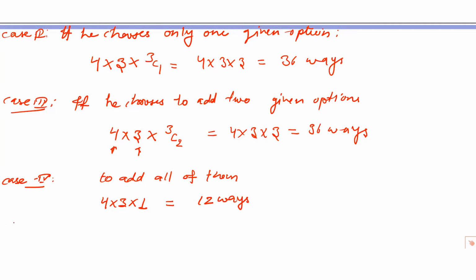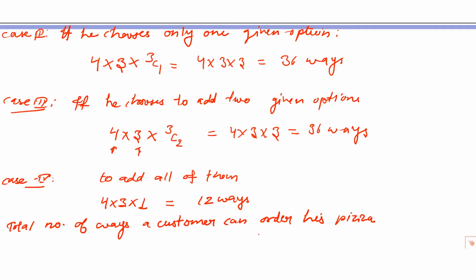So the total number of ways a customer can order his pizzas will be 12 plus 36 plus 36 plus 12, that will be 96 ways.